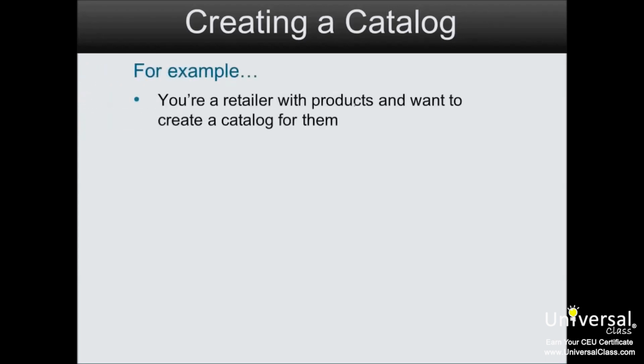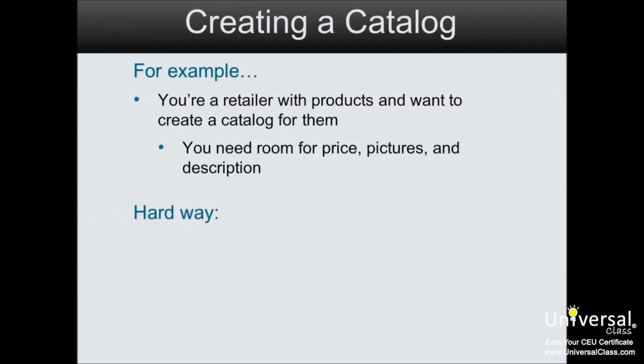Instead of telling you what creating a catalog means in Publisher, we're going to show you how it works. Let's say you're a retailer with 24 high-quality hair care products, and you want to create a catalog for them. You're going to want 3 items on each page because you need room for the price, pictures, and description. That comes to 8 pages in all.